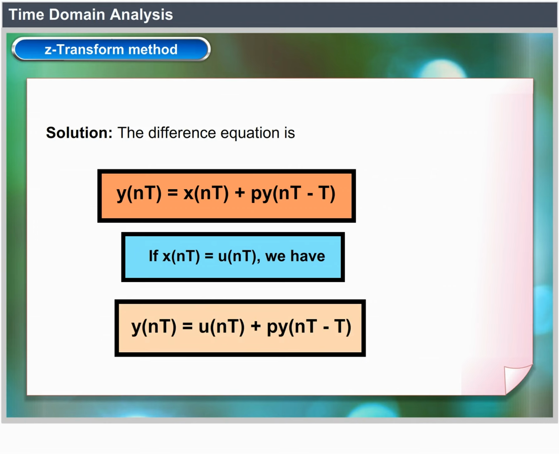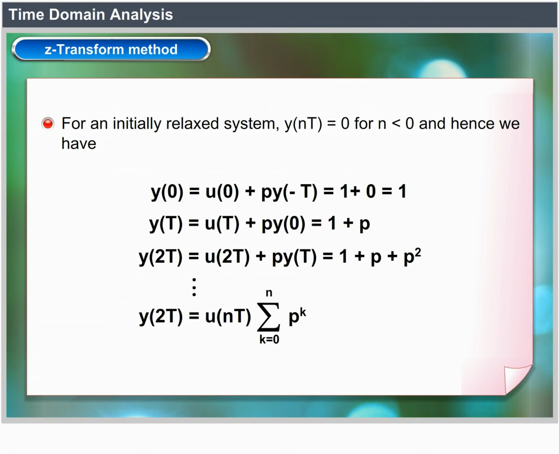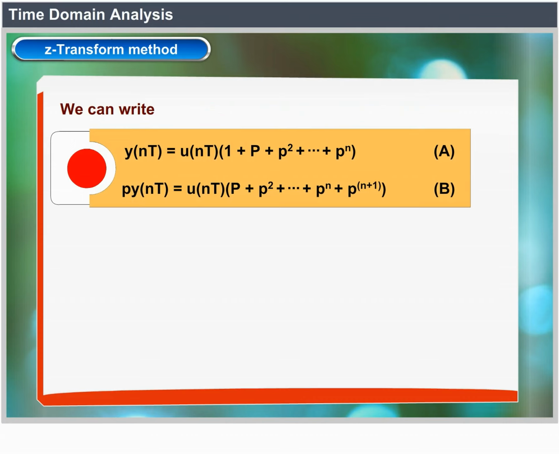For an initially relaxed system, y(nT) = 0 for n < 0, and hence we have y(0) = u(0) + p·y(−T) = 1 + 0 = 1. y(T) = u(T) + p·y(0) = 1 + p. y(2T) = u(2T) + p·y(T) = 1 + p + p², etc. y(nT) = u(nT)·Σ pᵏ for k = 0 to n. We can write y(nT) = u(nT)·(1 + p + p² + etc.